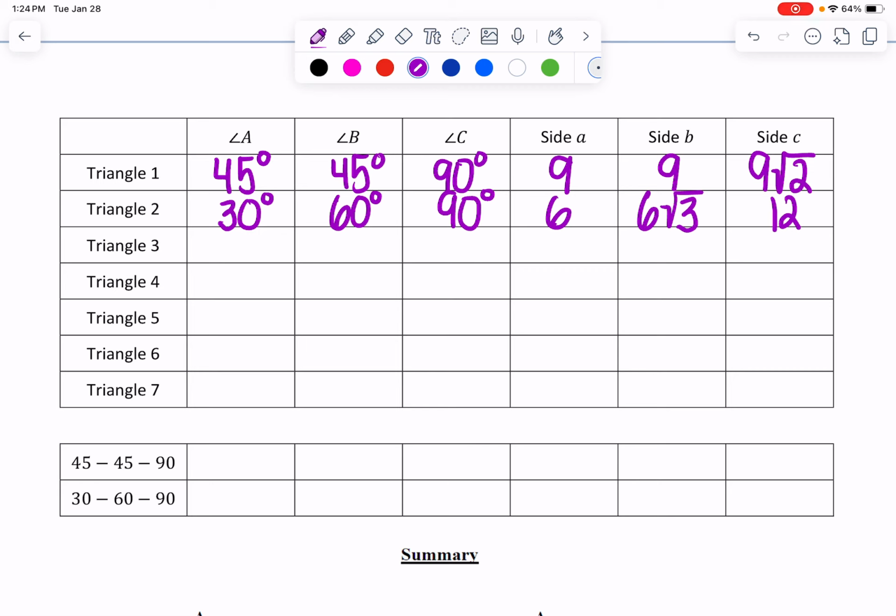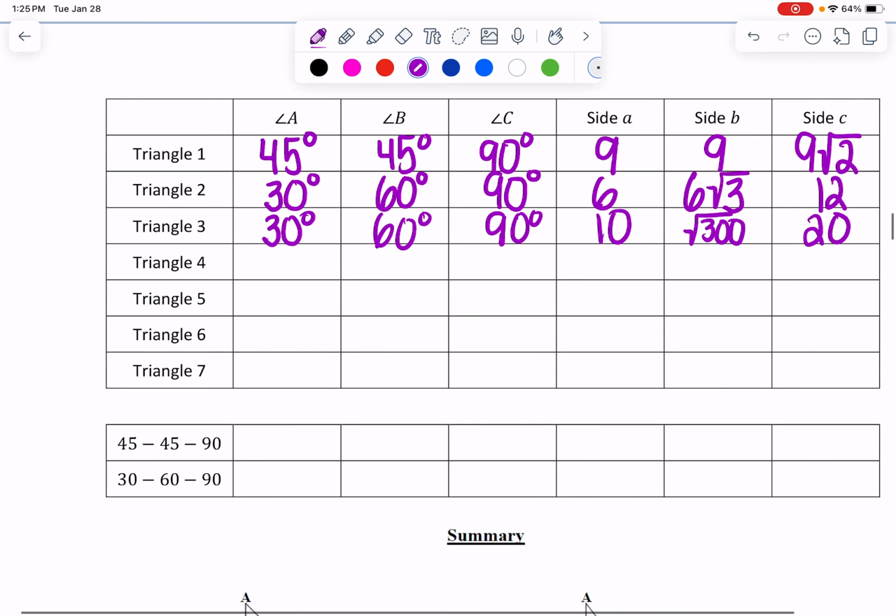For triangle 3, here's what you should have. Angle A up there should be 30 degrees. Angle B is 60 degrees. Angle C is your 90 degrees. We'll start with side B. Side B is root 300. For side A, you should have 10. And then for side C, you should have 20.